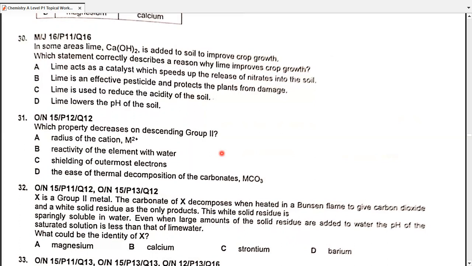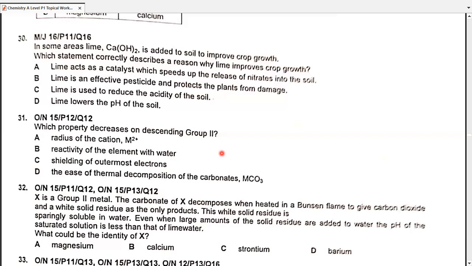Which property decreases on descending group 2? Radius of the cation, it increases. Reactivity of the element with water, it increases down the group. Shielding of outermost electrons also increases. The ease of thermal decomposition of the carbonates, this decreases. So D. D, right. Moving on.